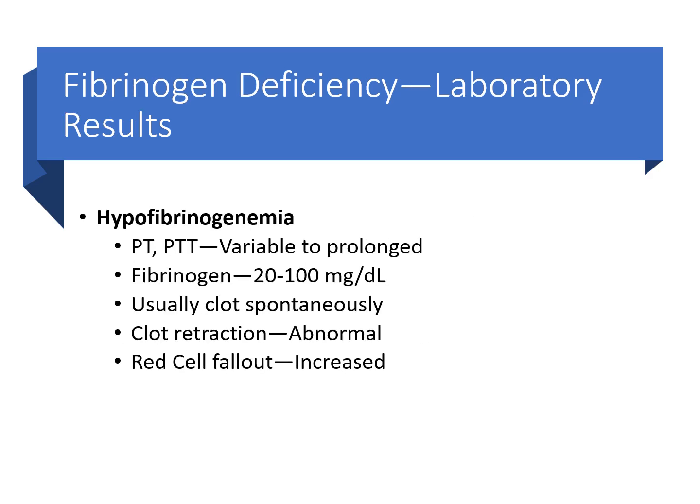Now, a patient with hypofibrinogenemia, we're going to see prolonged or variable PT and PTT. Fibrinogen is going to be lower than usual, so it won't be in our normal range, but it'll be 200 to 100. And these patients normally clot spontaneously because remember, we only need about 60 to 80 for proper clot formation. The clot retraction in these patients, however, is abnormal, and the red cell fallout is increased, meaning we're going to have an increased SED rate.